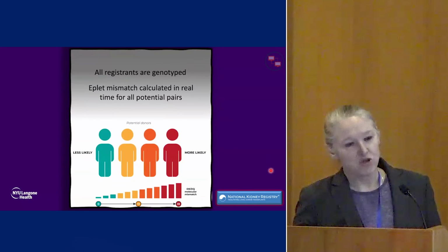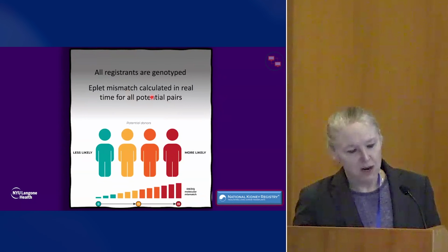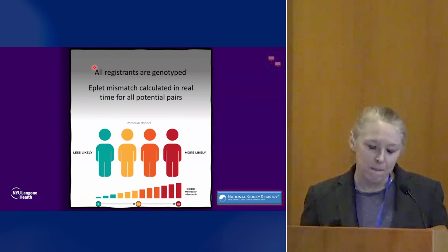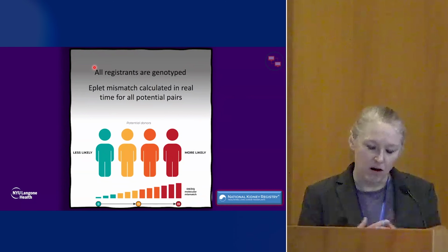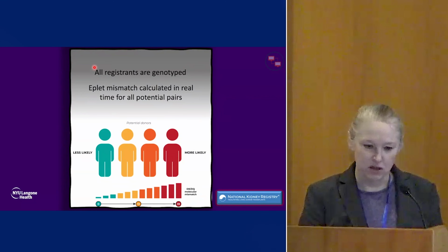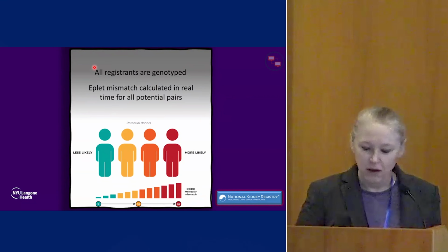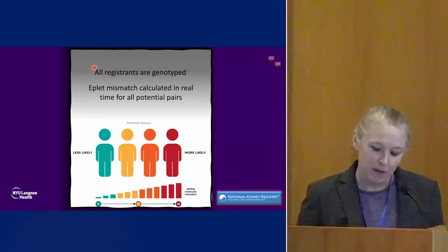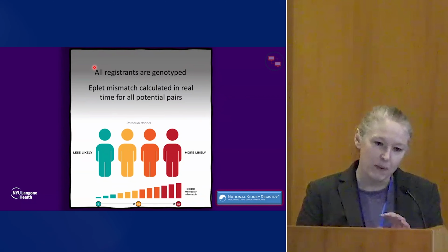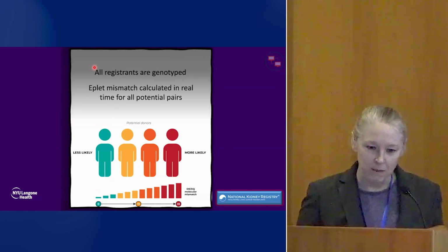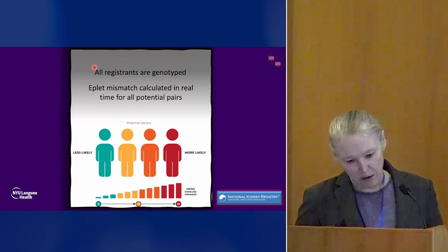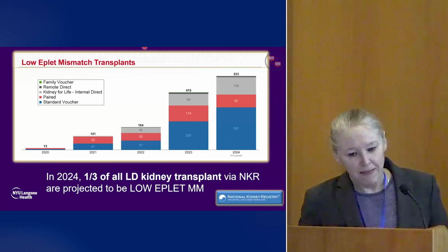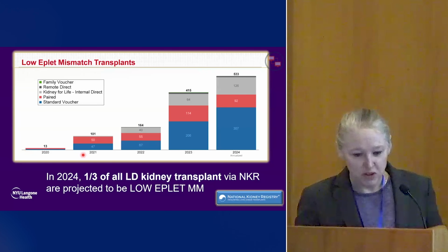And potential pairs, everyone is genotyped, and there's an ongoing real time process whereby pairs are analyzed for various criteria. You look at age, you look at size, you look at HLA antibodies, but you can also look at eplet matches, and this can all be balanced with the ability to maximize the number of pairs that are generated out of this pool of organ donors and recipients. And this has been the outcome of that, which is really quite striking.